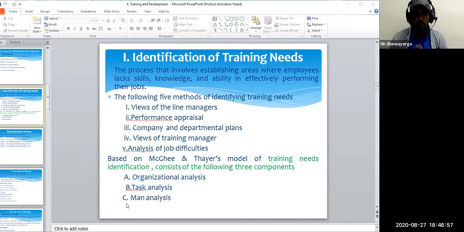So we can use two or three methods to identify the need of training. But when we identify, McGehee and Thayer recommend looking at things from three points of view.